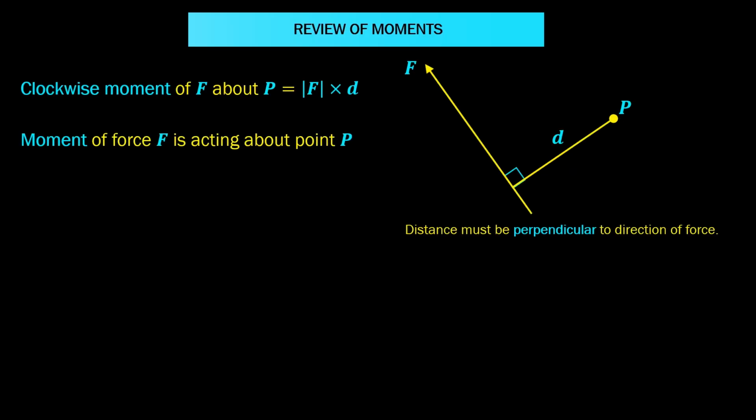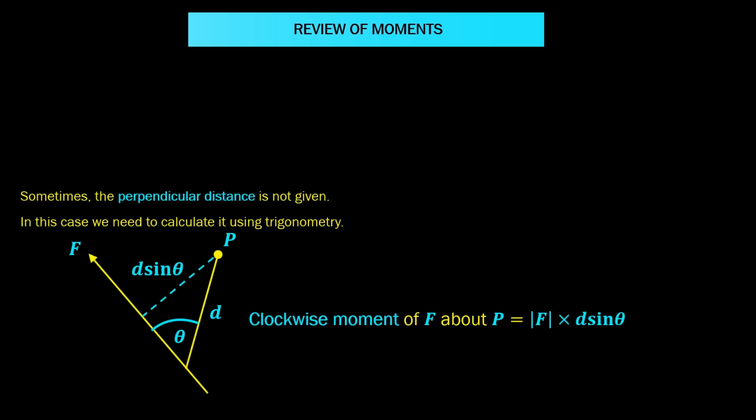Recall that the clockwise moment of a force F about a point P is equal to mod F times d, where d is the distance perpendicular to the direction of the force. Recall that if the distance is not perpendicular, then we need to calculate it using geometry, and in this case, as we can see from the diagram, the clockwise moment of F about the point P equals mod F times d sine theta.